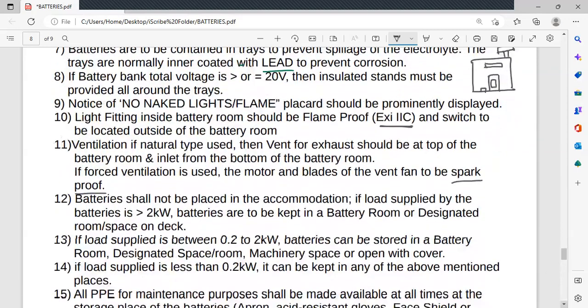So those blades should be spark proof. Point 12, battery shall not be placed in the accommodation. Okay, never is it to be placed, even if you're going to be receiving it on board as part of your replacement, and if you are expecting an inspection that particular day, then always out of sight is out of mind.